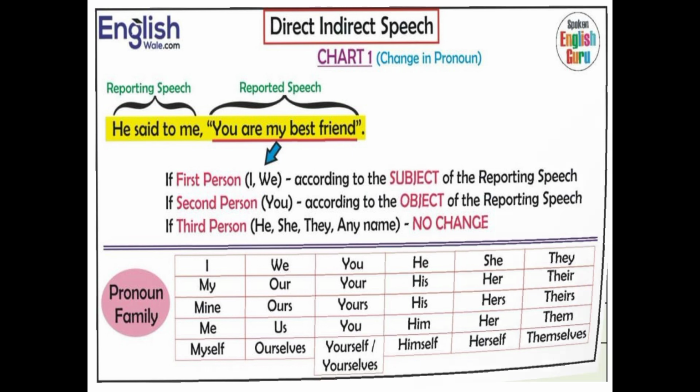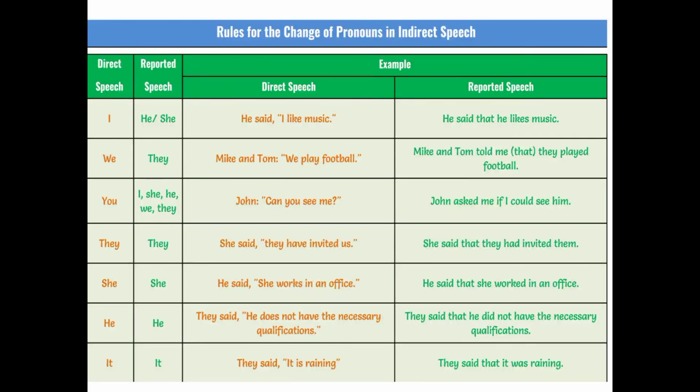Now the next thing which you have to see, just see the examples in this case. So: he said, I like music. Just look into this; these are the different examples which are given here, many examples. So he said, I like music. You can directly see, I like music, so this is the direct speech.